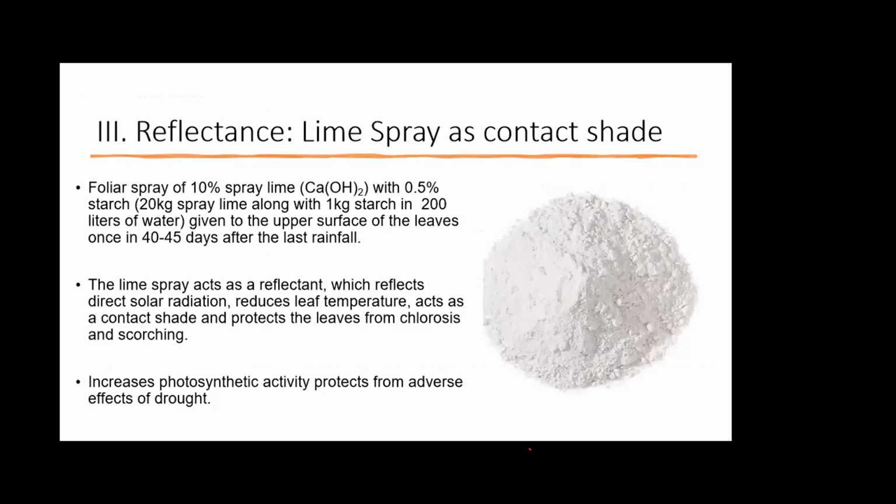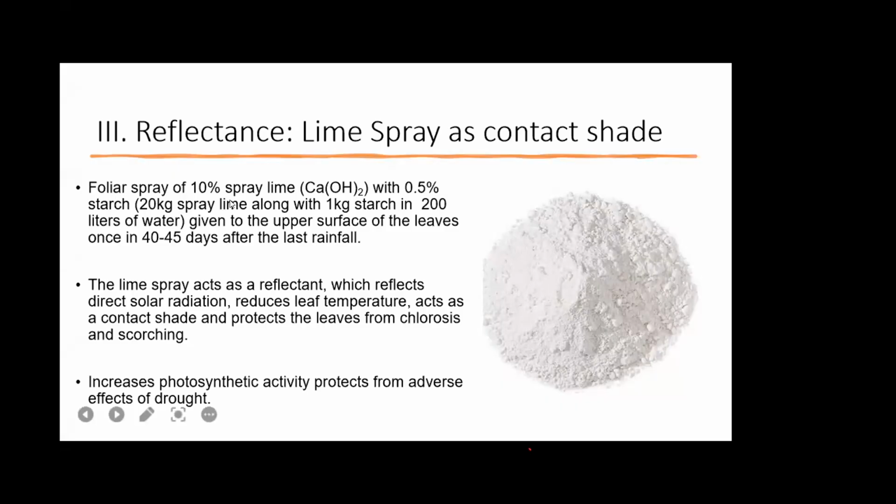So the third approach is reflectance, reflectance with the help of spray lime. It will act as a contact shade against high temperature. If you do not have proper shades, you can think of spraying this lime spray. It will help to reflect the higher light and protect your coffee plants from adverse effects of higher temperatures. It will protect your photosynthetic apparatus, which is present on the leaf.